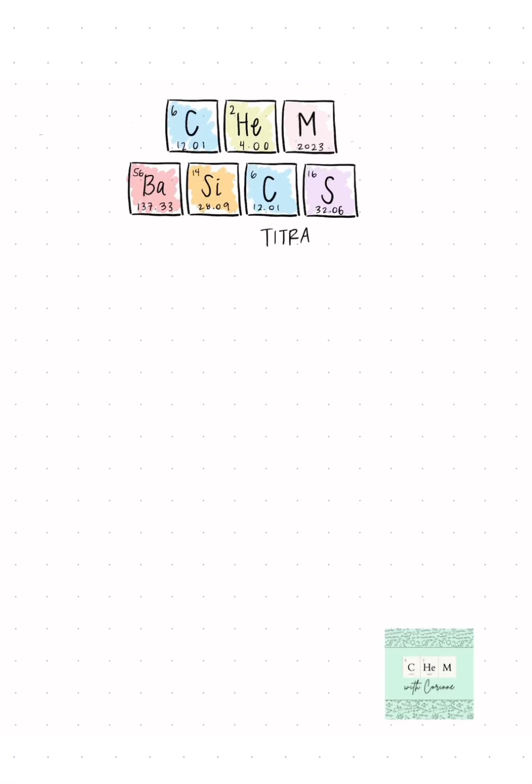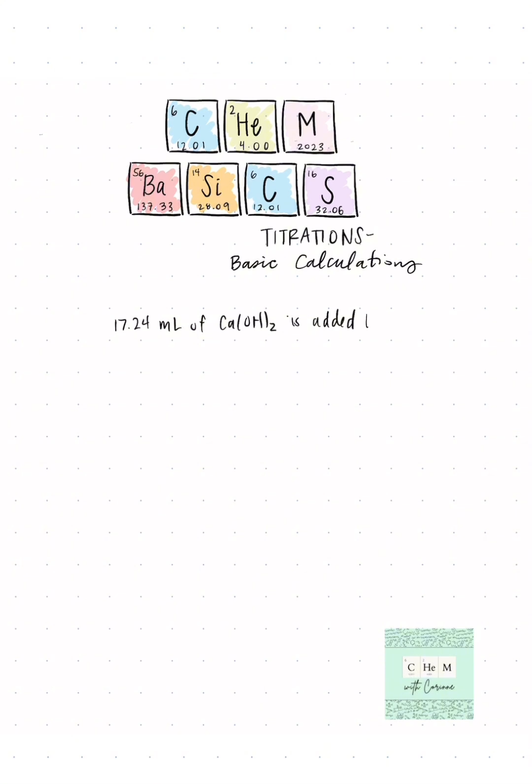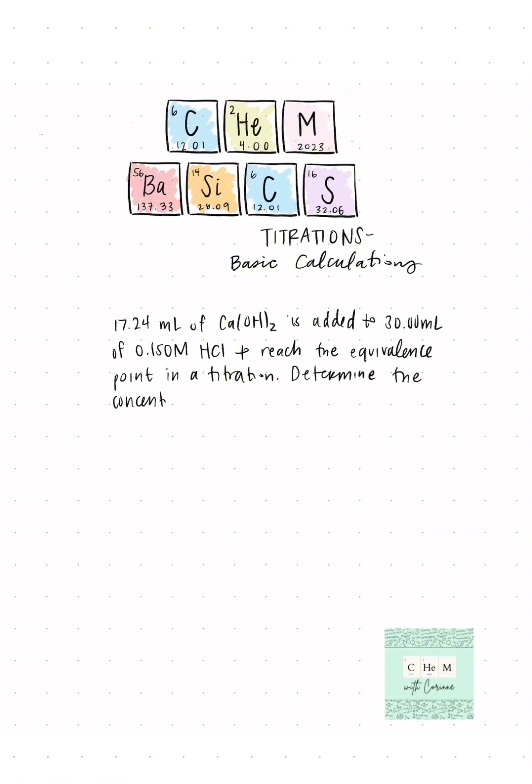Whether you're taking high school chemistry or gen chem at the undergraduate level, titrations can trip you up. So let's talk through some of the basic calculations associated with finding the concentration of an unknown solution. In this example, I have calcium hydroxide as my unknown, and I'm titrating that with 0.150 molar hydrochloric acid to reach the equivalence point. So I want to determine the concentration of that base, the calcium hydroxide.